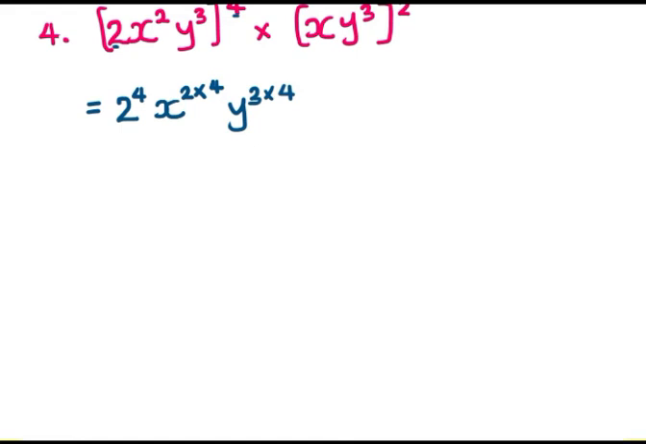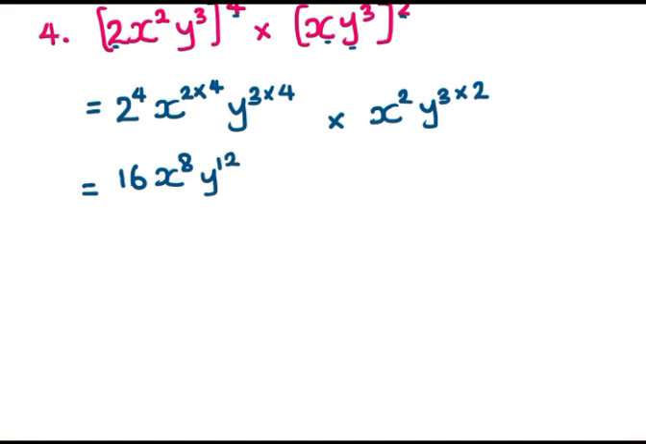Then the second part, we have x squared, then y cubed times 2. So the next step, we get 2 to the power of 4, that is 16. Then we have x to the power of 2 times 4 is 8. Y to the power of 3 times 4, that is 12, times x squared and y to the power of 3 times 2, which is 6.